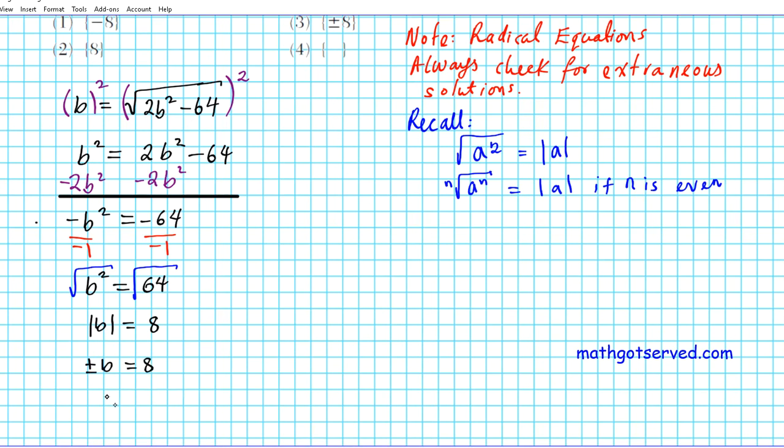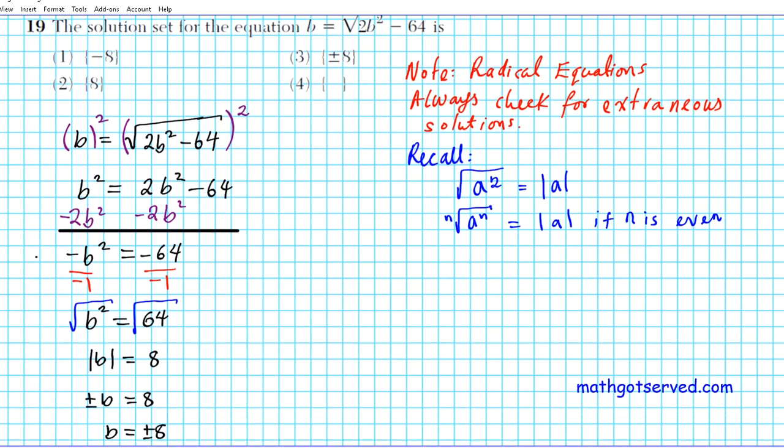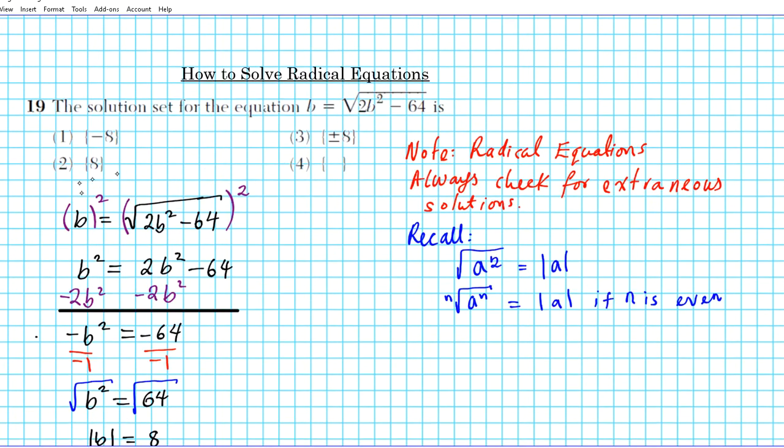Divide both sides by plus or minus 1, and you have b is plus or minus 8. So the answer is option 3.